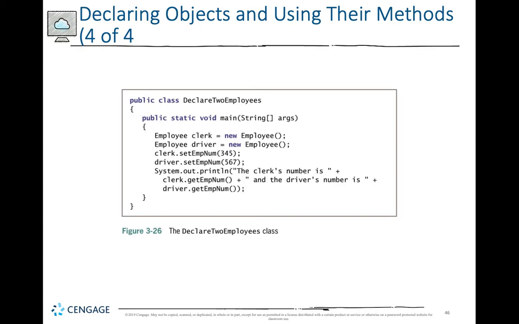And you see another example here. The employee class is instantiating a clerk object. We're also instantiating a driver object. For the clerk, we say clerk dot set employee number, and we pass in the number. Driver dot set employee number. And then we're accessing it through the getters that are provided. Clerk dot get employee number and so forth.